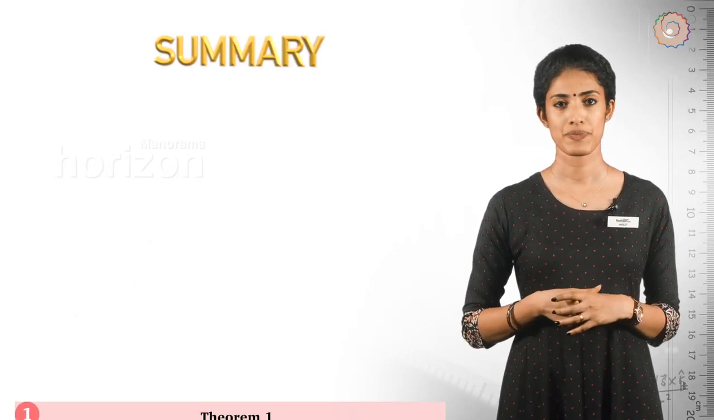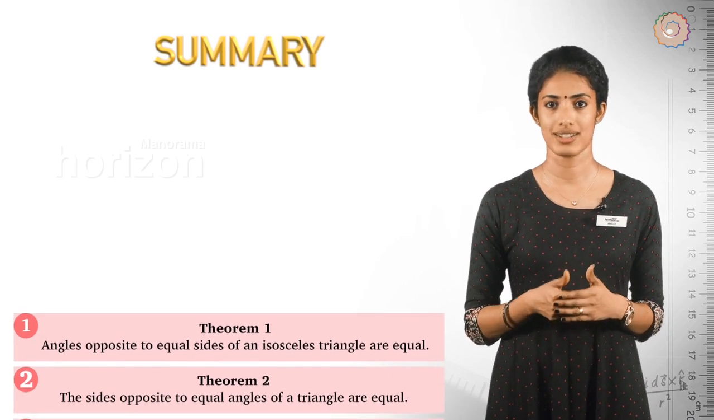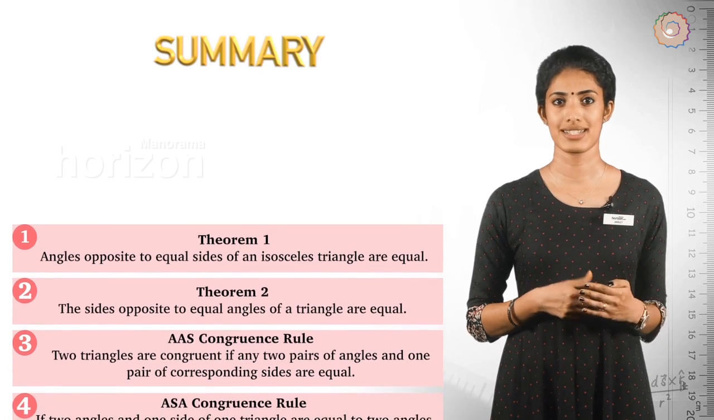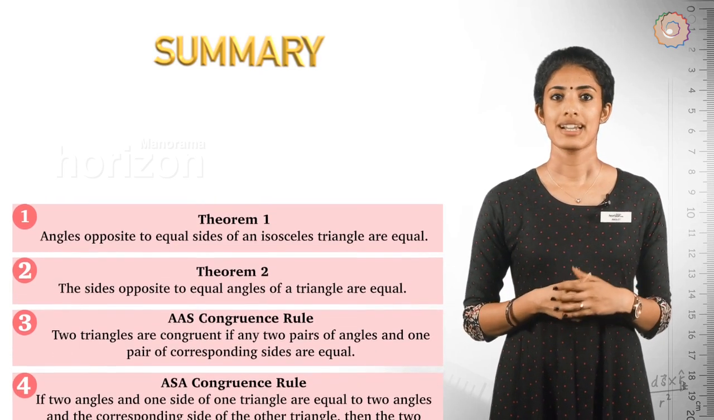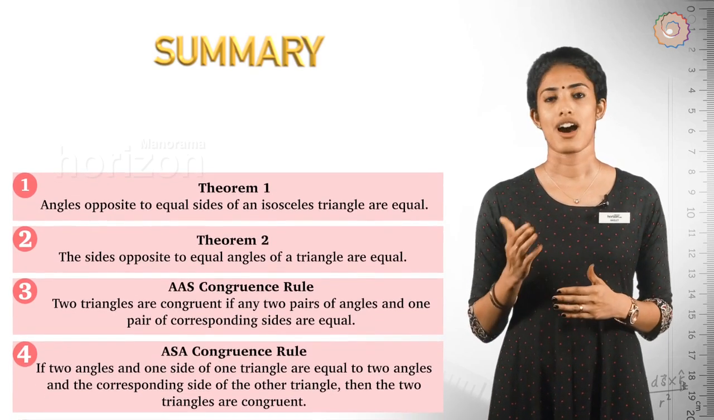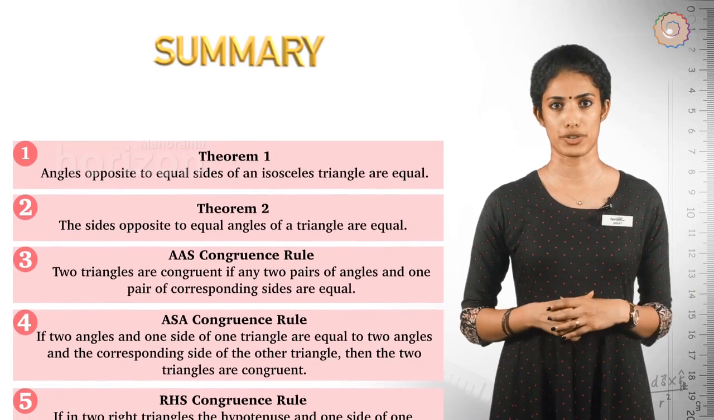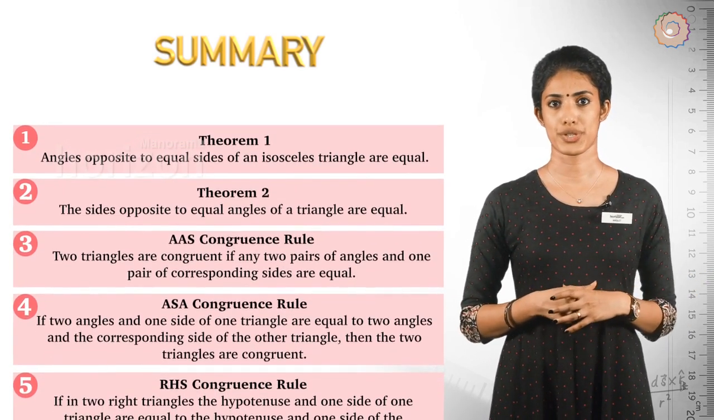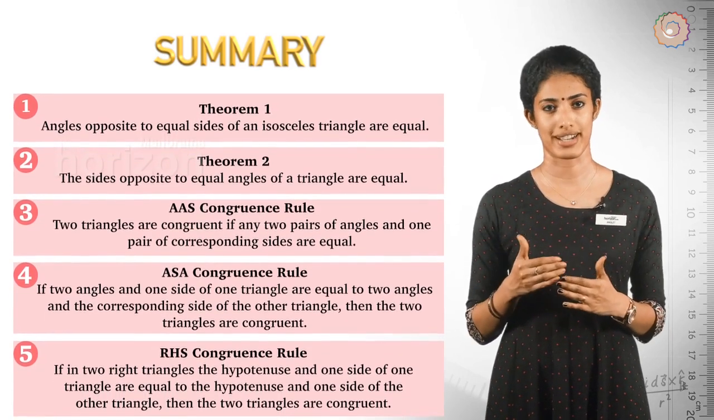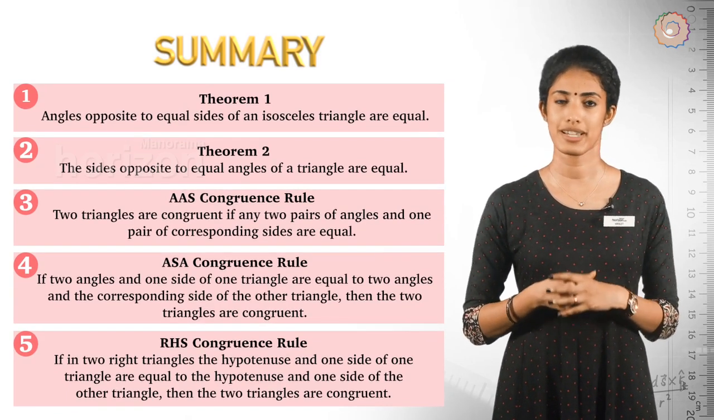Now, let us summarize. Theorem 1 states that angles opposite to equal sides of an isosceles triangle are equal. Theorem 2 states that the sides opposite to equal angles of a triangle are equal. The AAS congruence rule states that if 2 angles and one side of one triangle are equal to 2 angles and the corresponding side of the other triangle, then the 2 triangles are said to be congruent. The RHS congruence rule states that if in 2 right-angled triangles, the hypotenuse and one side of one triangle are equal to the hypotenuse and one side of the other triangle, then the 2 triangles are said to be congruent.